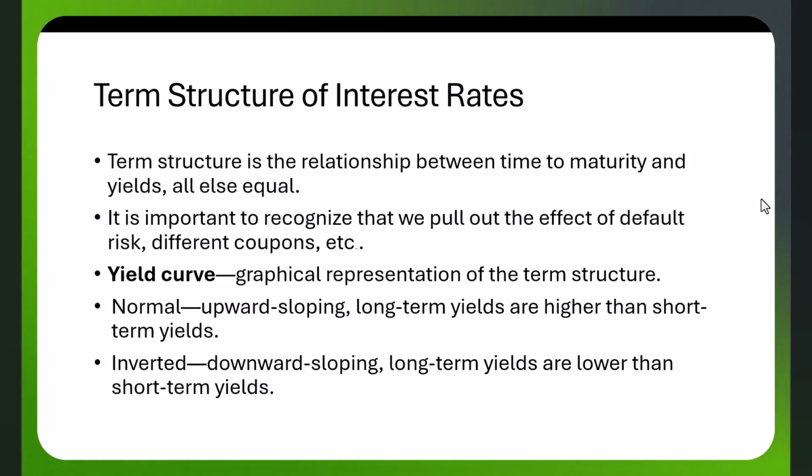The yield curve, which you hear mentioned a lot of times when we discuss term structure of interest rates, is a graphical representation of the term structure. So the normal yield curve is upward sloping. That is, long-term yields are higher than short-term yields. An inverted yield curve has a downward slope, and has long-term yields that are lower than short-term yields.